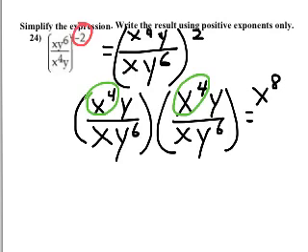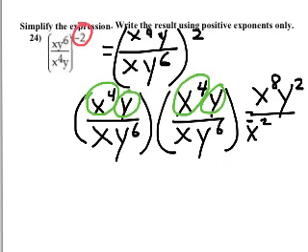Then we have y times itself once, so that makes it y to the 2nd. And then on the bottom, we have 2 x's times itself, x squared. And then here, we have y to the 6th, that's y times itself 6 times, and y to the 6th times itself 6 times. So there's 6 plus 6, there's 12 of them.